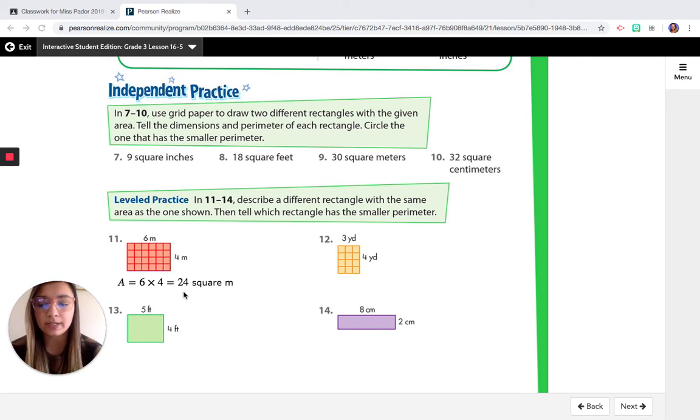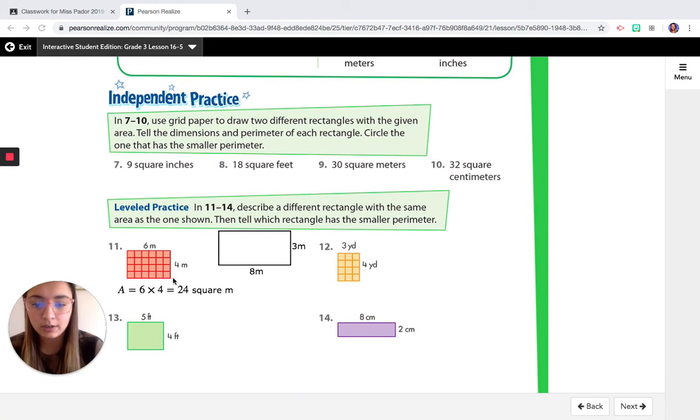What I'm going to do is think in my mind, what other two numbers multiplied together equal 24. As I'm going through my facts in my mind, I know that 8 times 3 is also 24. So I know that I can draw a rectangle that has one side of 8 and one side of 3. The length is 8, the width is 3, or you could do it the opposite way. So let me go ahead and do that for you.